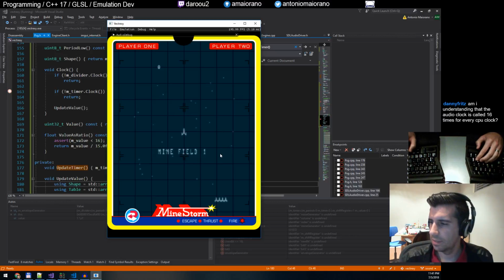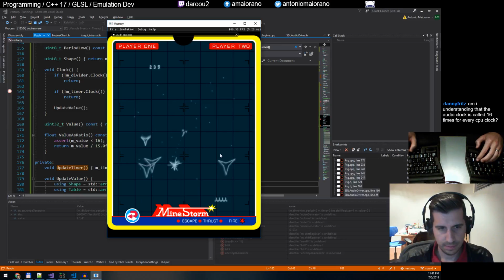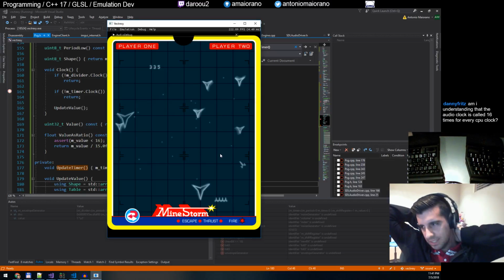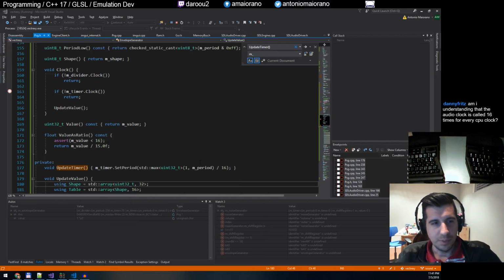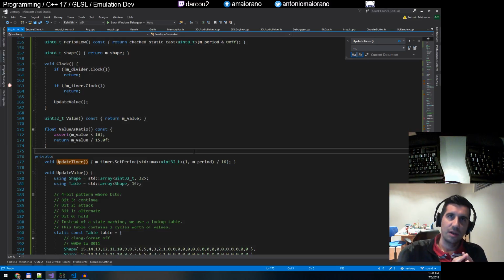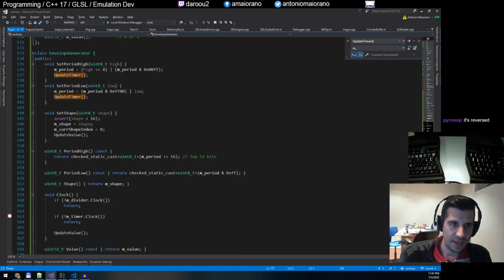Does that make sense? No. Am I understanding that audio clock is called 16 times for every CPU clock? No, actually, at least the way it's supposed to be is that you have the CPU clock, and you first divide that. The way they describe it is, every 256 CPU clocks we are supposed to update the envelope generator.